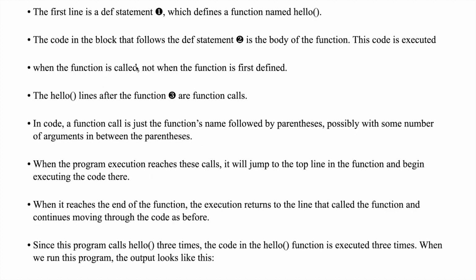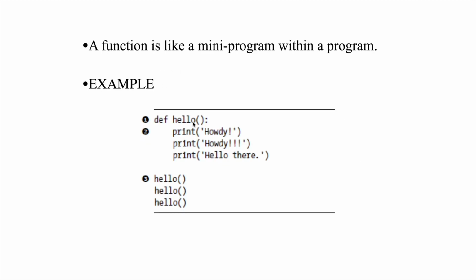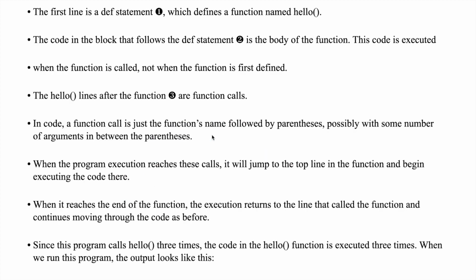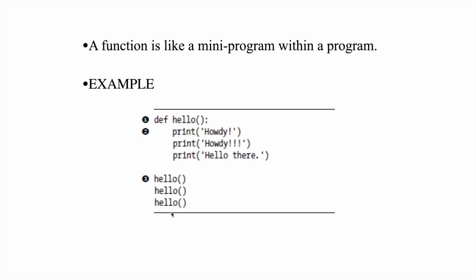Okay, when the function is called, not when the function is first defined. So this code is executed when the function is called, not when the function is first defined. Whenever you call the function hello, the three print statements will get executed. Okay. The hello lines after the function are function calls. So these are function calls.